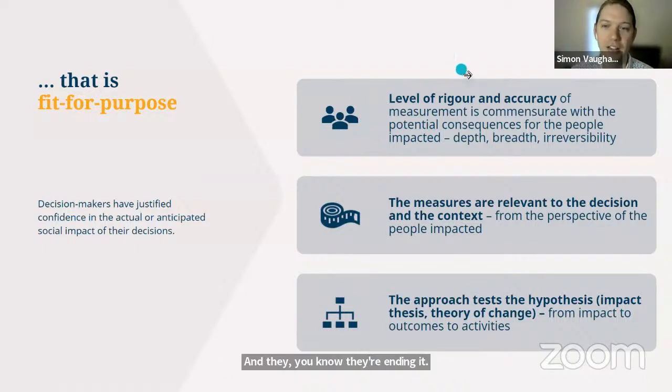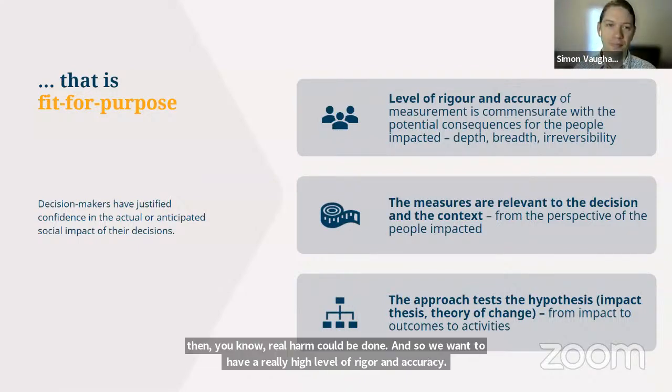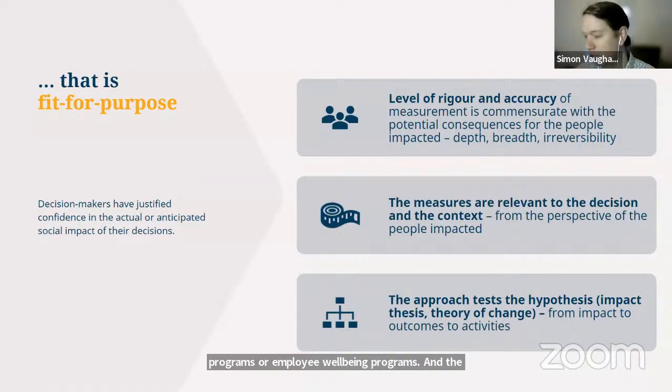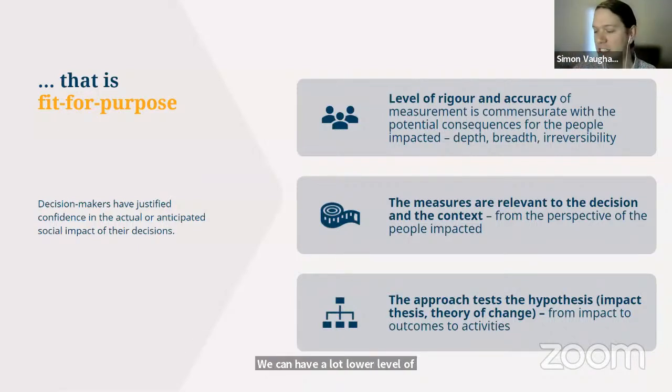And so we want to have a really high level of rigor and accuracy. But equally, if we work with businesses where we're doing employee satisfaction or employee well-being programs, and the decision they're making is whether or not to run a yoga program, the level of data we need to say yes, we're going to do yoga, or no, we're not going to do yoga, can have a lot lower level of rigor and accuracy, because of the decision that's being made.